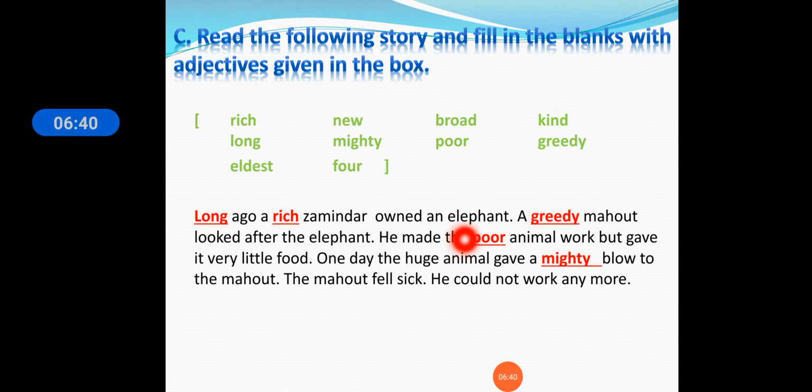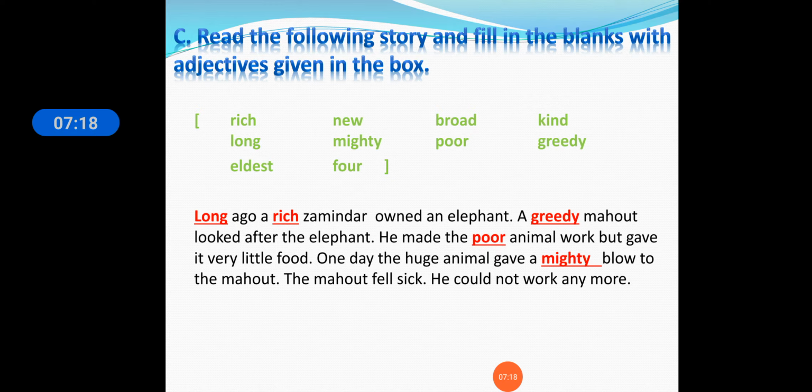So, he made the poor animal work. So, he was making the elephant work, but he did not give the food to the elephant. One day the huge animal gave a mighty blow to the mahout. The mahout fell sick, he could not walk anymore. So, one day what happened? The animal gave a mighty blow. Mighty means very heavy blow. Okay. Heavy blow to the mahout. The mahout fell sick. Okay. So, mahout became sick and he could not walk anymore.